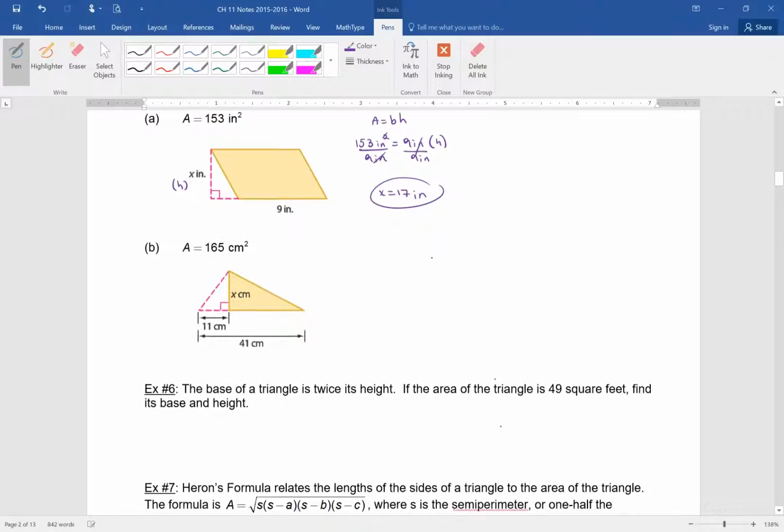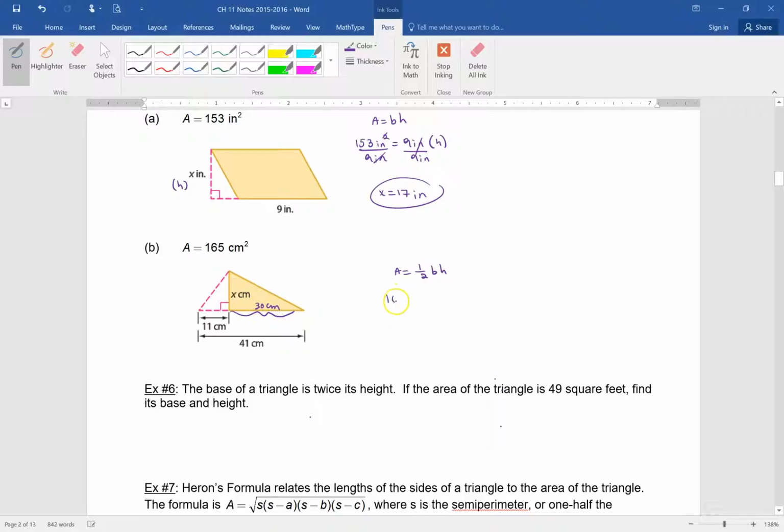In this case, we have a triangle, okay? And we need to find x, which is, again, the height. The area of a triangle is equal to half times base times height. Now, this is the height of the triangle, and this is the base of the triangle. Well, if the whole thing is 41 minus 11, this is 30 centimeters.